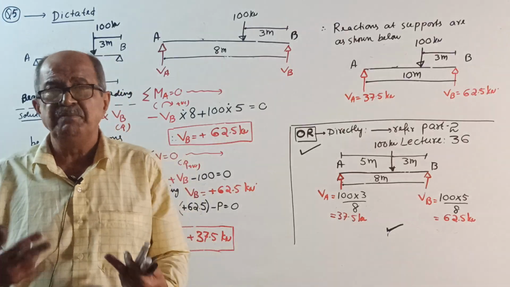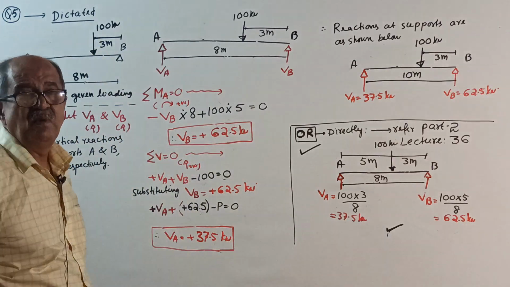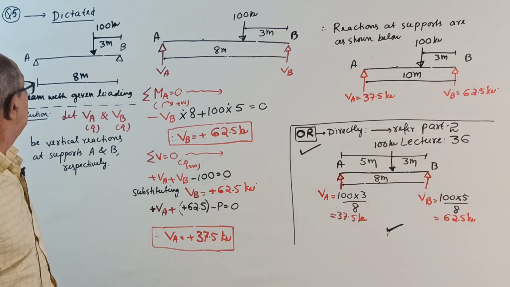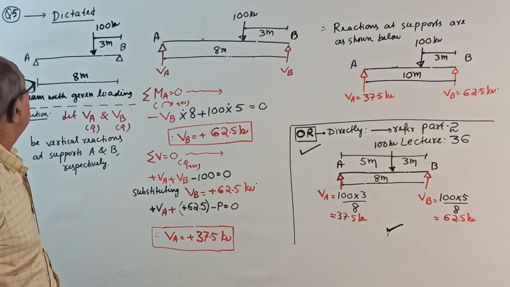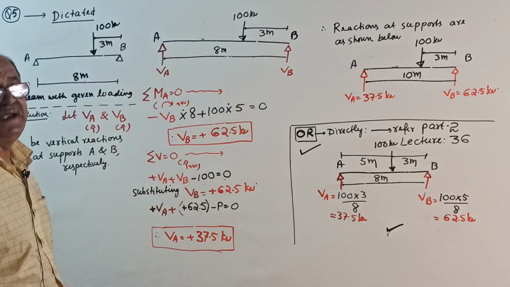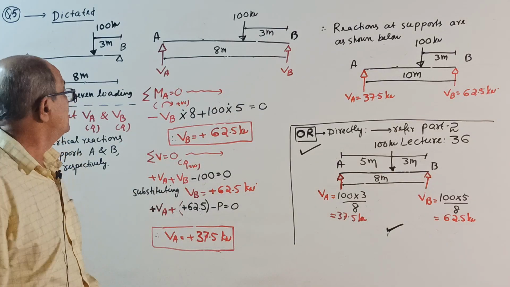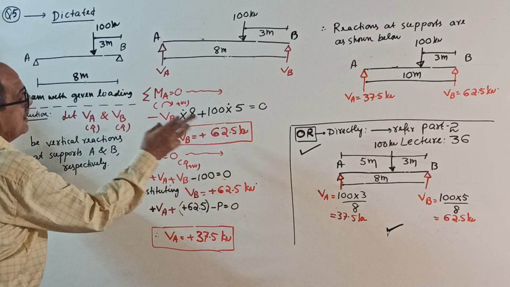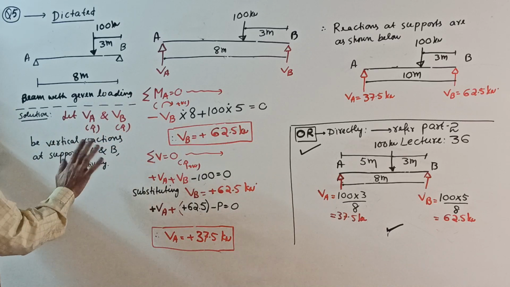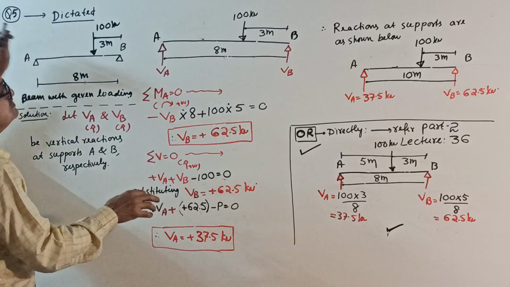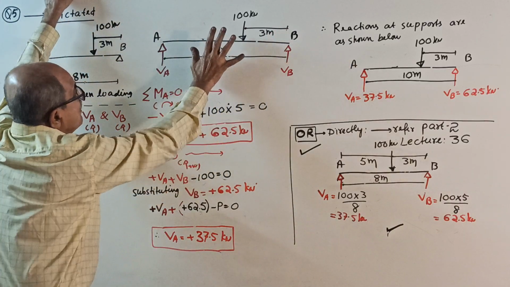Next question, I am dictating. A simply supported beam of span 8 meter is loaded by a concentrated load of 100 kilonewton at 3 meter from the right end. Find the vertical reactions for the beam. See, therefore, very simple. Beam with given loading, as usual, put the statement. I have not removed it from last time. This is permanent now. So put a beam, span is 8, this is 3 meter, given sketch.